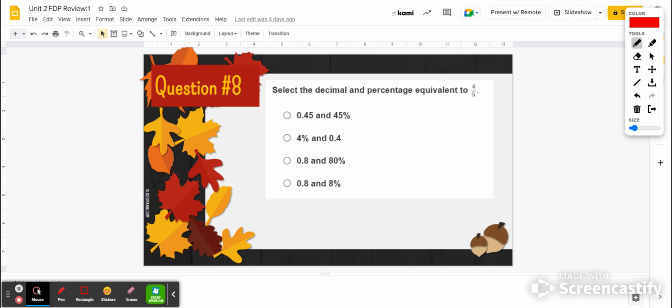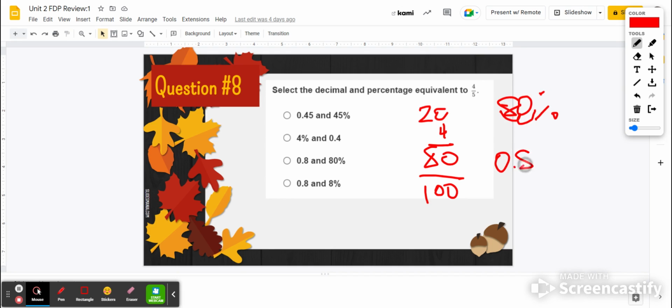All right, select the decimal percent to 4/5. This is a benchmark. Remember, every fifth is worth 20. So if I do 20 times 4, I get 80. So I'm going to look, well, where's that 80 at? 80 is out of 100, which means I have 80%. And then if I want to go from percent to decimal, I move that 2 spaces to the left, and now I have 0.80. And there we are.